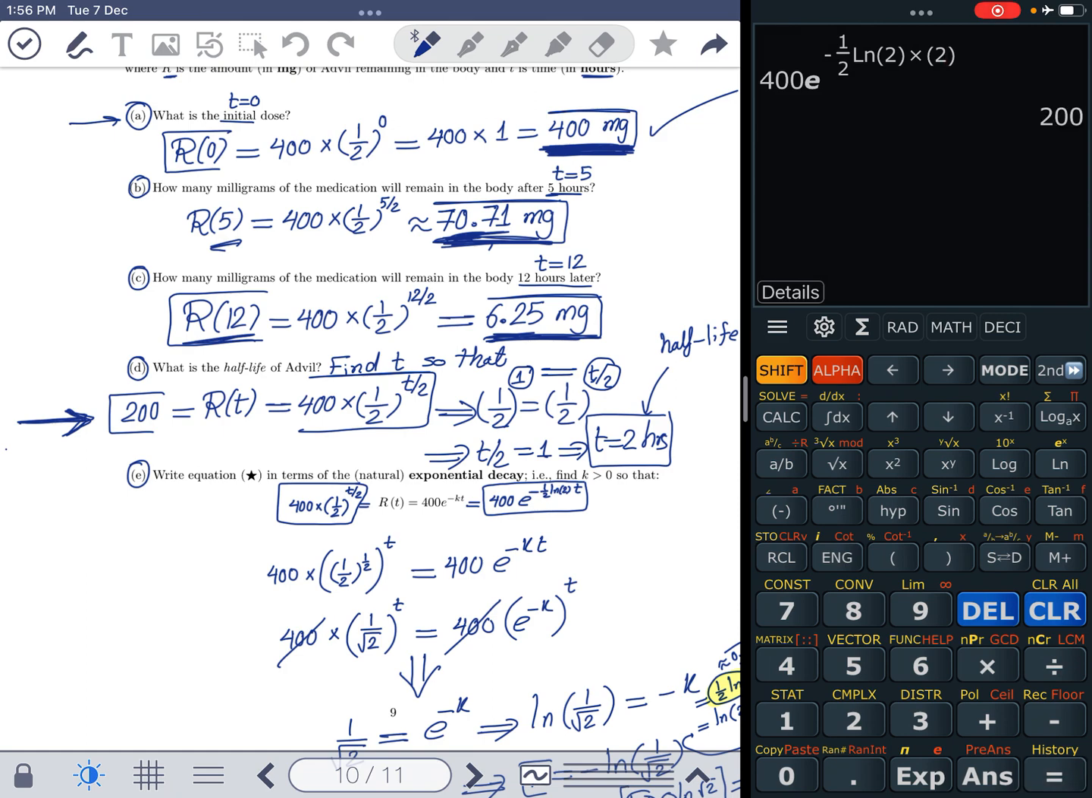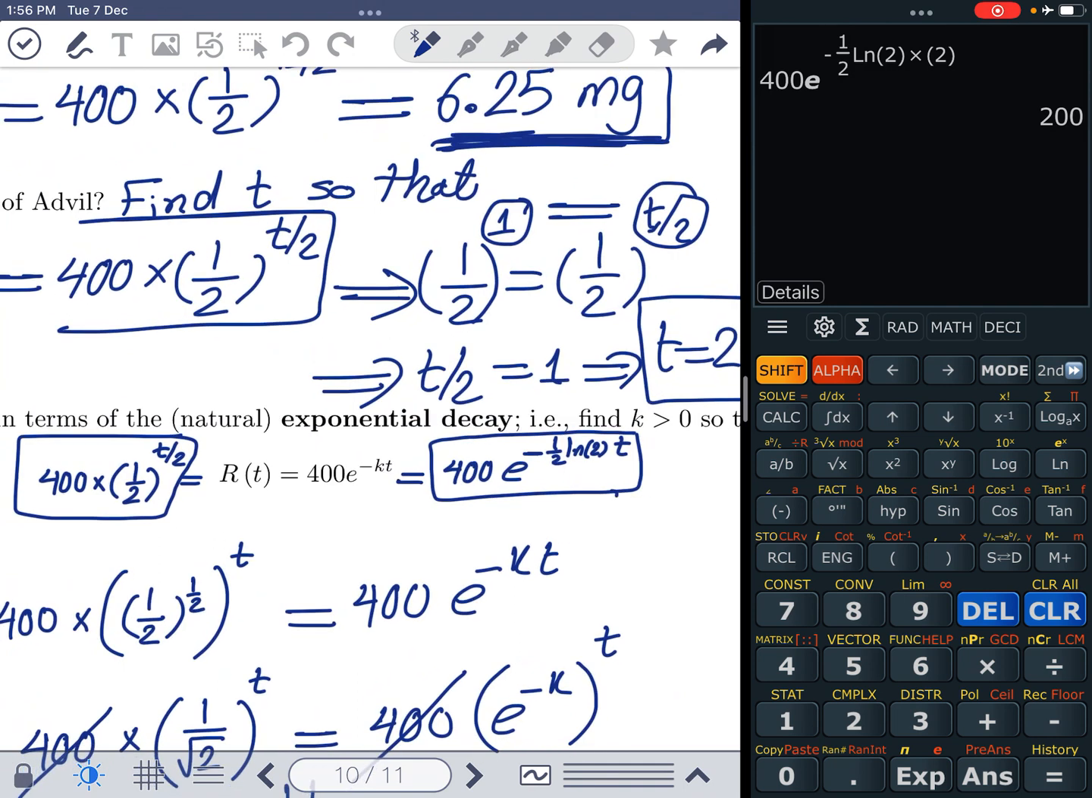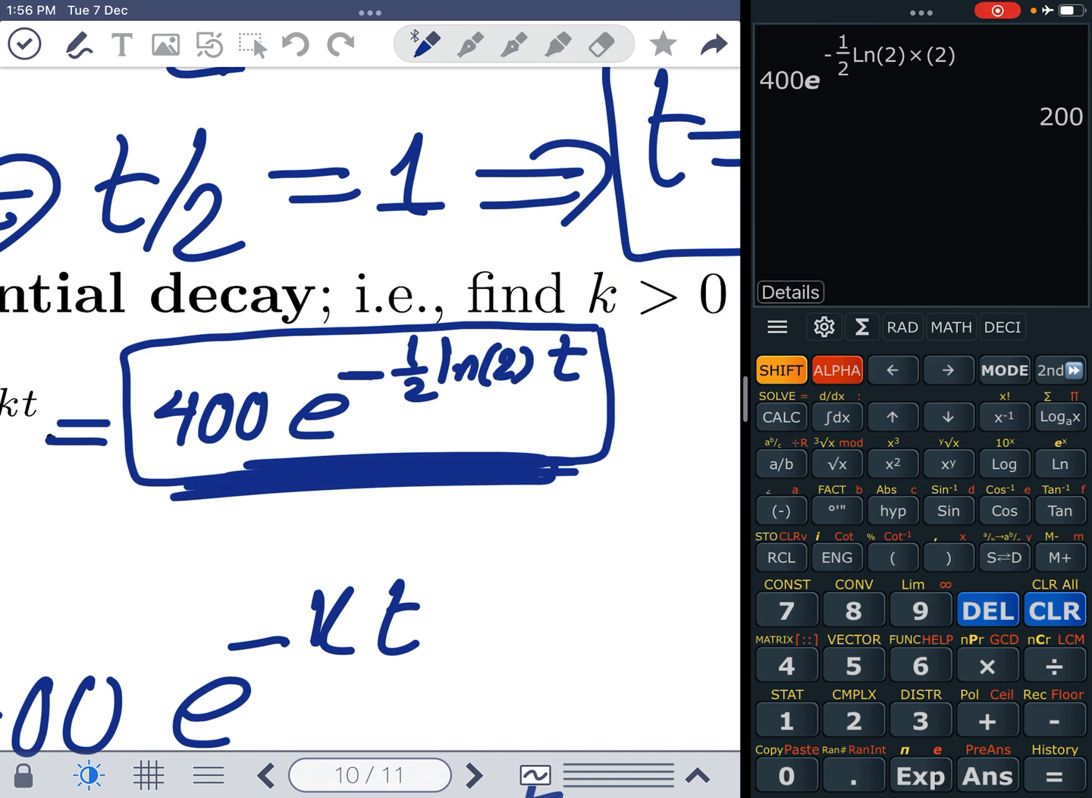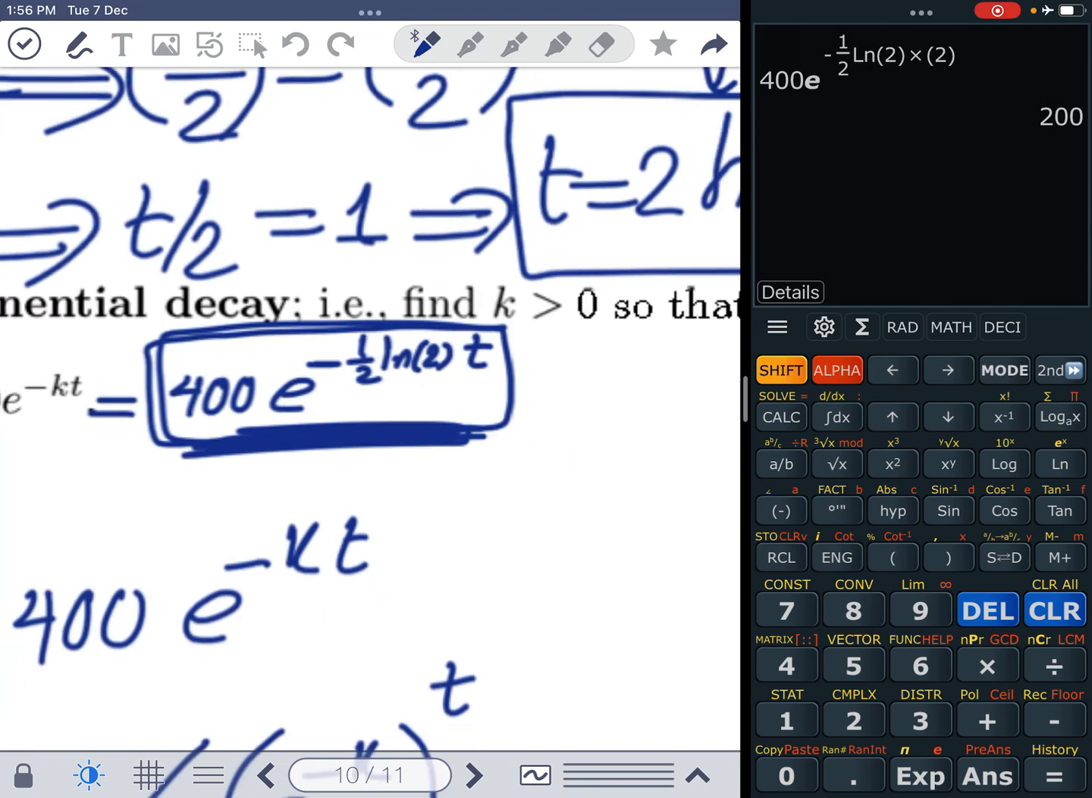Perfect. And so you see, this is the way to write it in terms of e. But I think you appreciate writing it like this because this makes it easier to compute the half-life. But this one is the natural exponential decay function. Some people prefer to always write things in terms of e. And I will stop here.